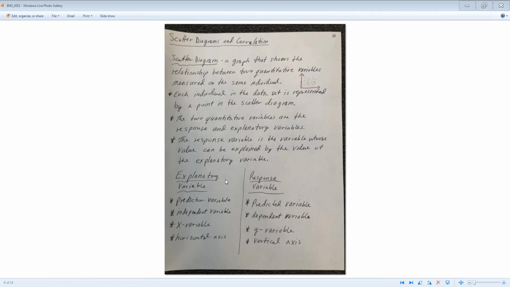The explanatory variable is your predictor variable, your independent variable, normally associated with your x variable, and it would be on your horizontal axis. The response variable is predicted, it's dependent, it's normally associated with the y variable, and it is on your vertical axis.